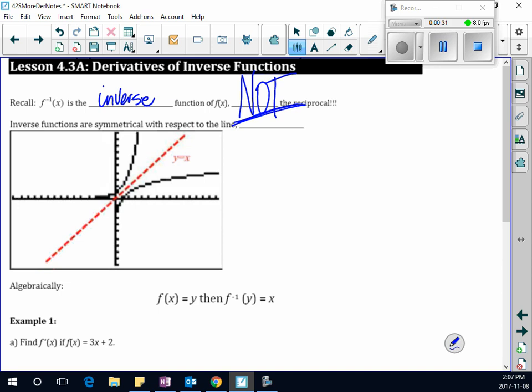Inverse functions are symmetrical with respect to what line? The y equals x line. It's right there. Do you remember this property? I know it's hard to tell what this graph is, but do you remember what this graph is on the left here?